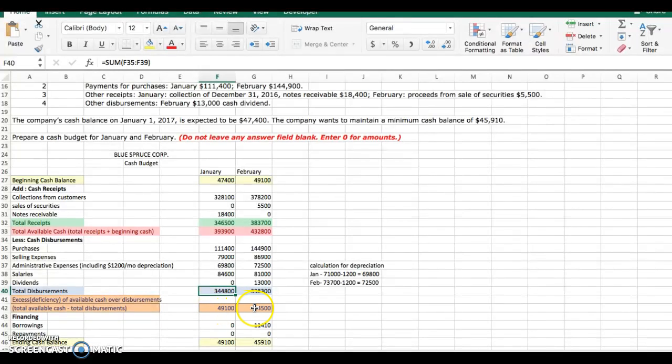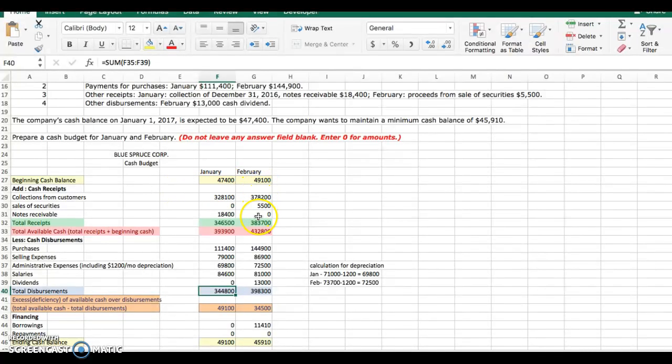Now, since this is over the amount that our company wants to maintain as a minimum cash balance, which is $45,910, we do not need to borrow or anything like that. So this $49,100 becomes our ending cash balance, and it also becomes our beginning cash balance for the month of February.